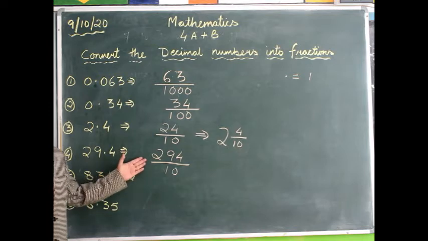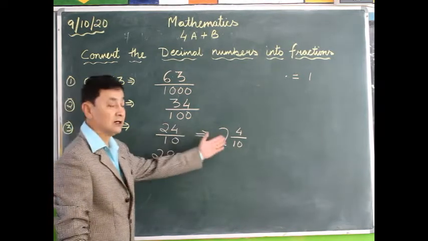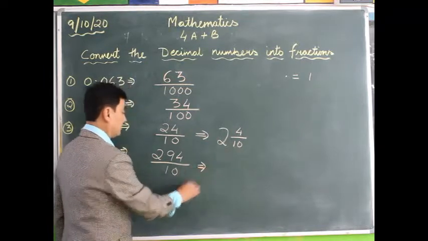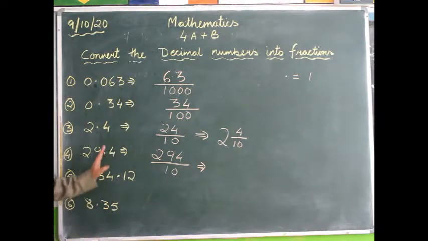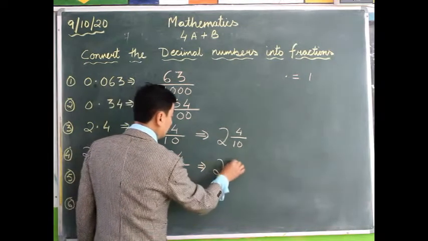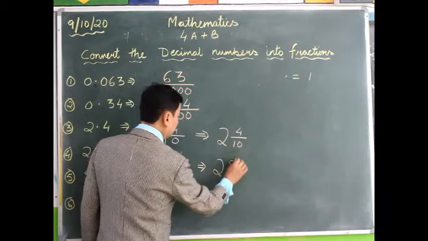Now this is an improper fraction. Let's convert it into a mixed number. Ready? You can cover the decimal point. Before the decimal point, what number do you see? 29. 29 is your whole number.